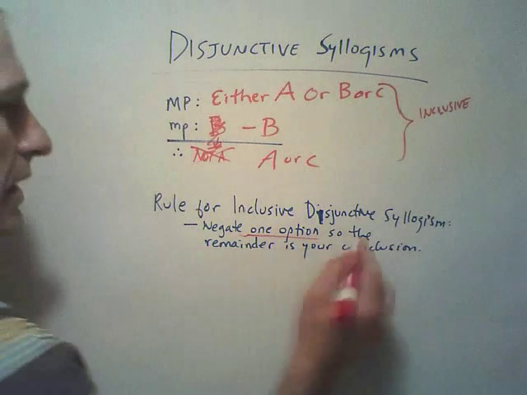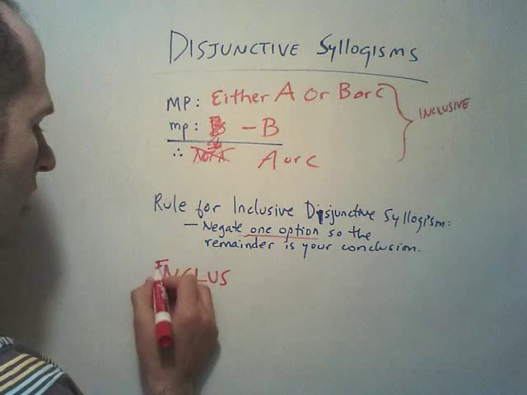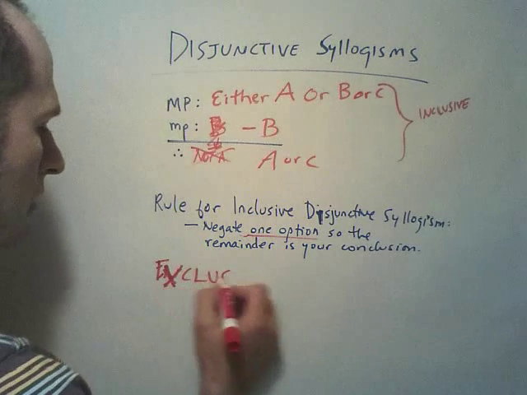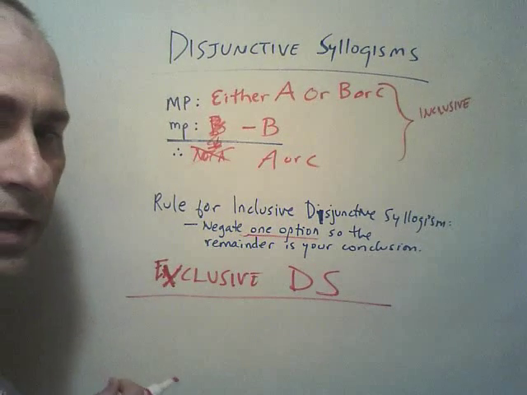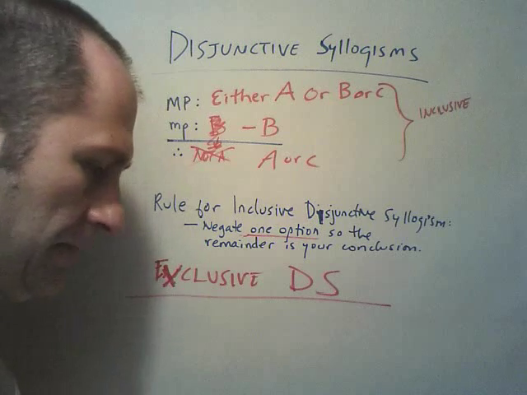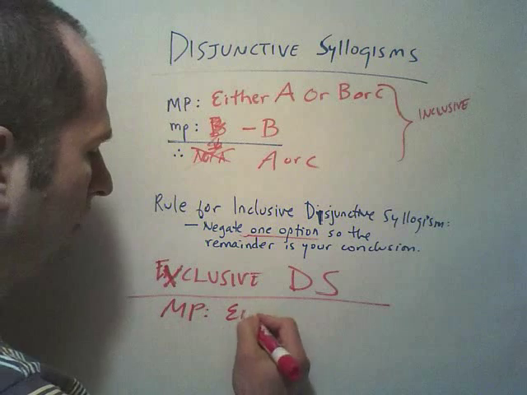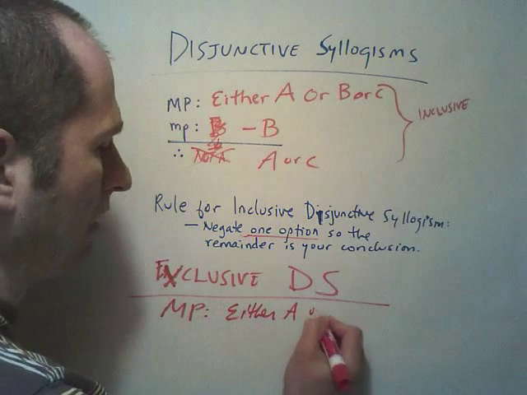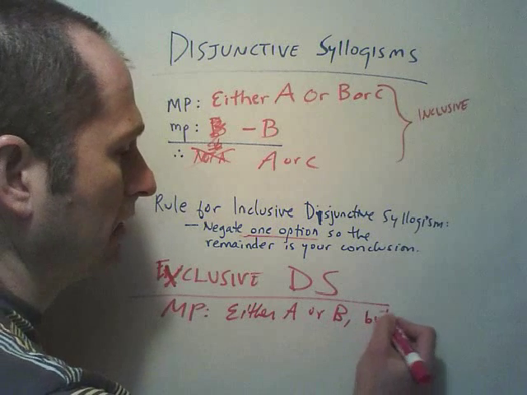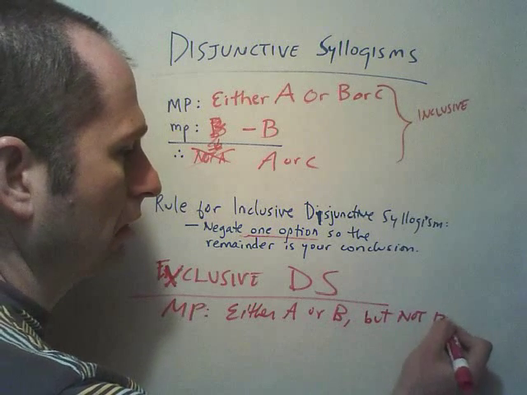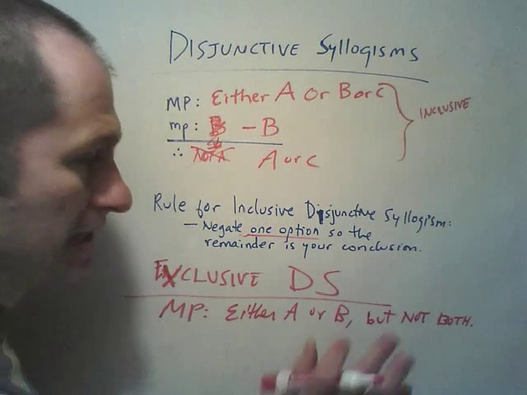Now, what about the inclusive? Excuse me, I'm sorry. What about the exclusive disjunctive syllogism? How does that look? Okay, well, it's going to look like this. The major premise is going to be something like either A or B, and this is very important, okay, but not both. So that's the key right there.